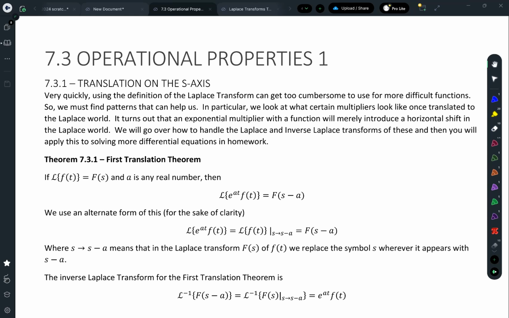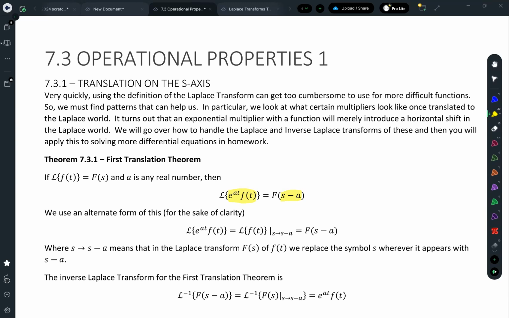So it turns out that if we have an exponential multiplier with a function and we're trying to take the Laplace transform of it, what's going to happen is, I'm showing you down here, we take the Laplace of e to the at f of t. In the s world, that's going to show up as a shift, an s minus a, okay? So a can be any real number, positive or negative. Of course, if a is negative, then that becomes s minus a negative a, which would be s plus a, okay?